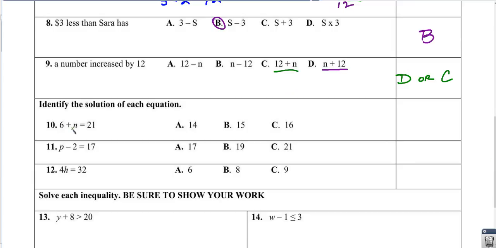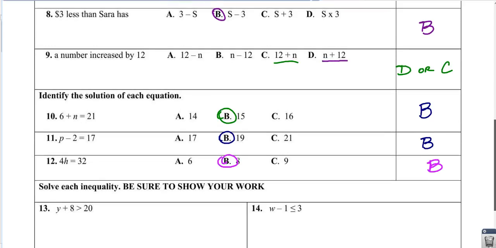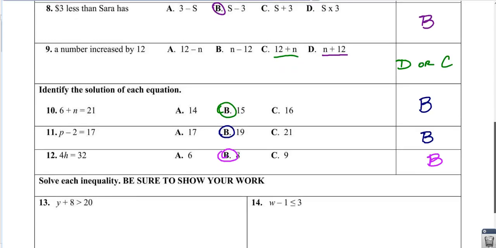Number 10, what number do you add 6 to get 21? B, 15. Number 11, what number do you subtract 2 from to get 17? B. Also B. What number do you divide, or do you multiply 4 times? Also B. Yeah. Look at that. Out of these 5 questions, 4 of them were answer B.